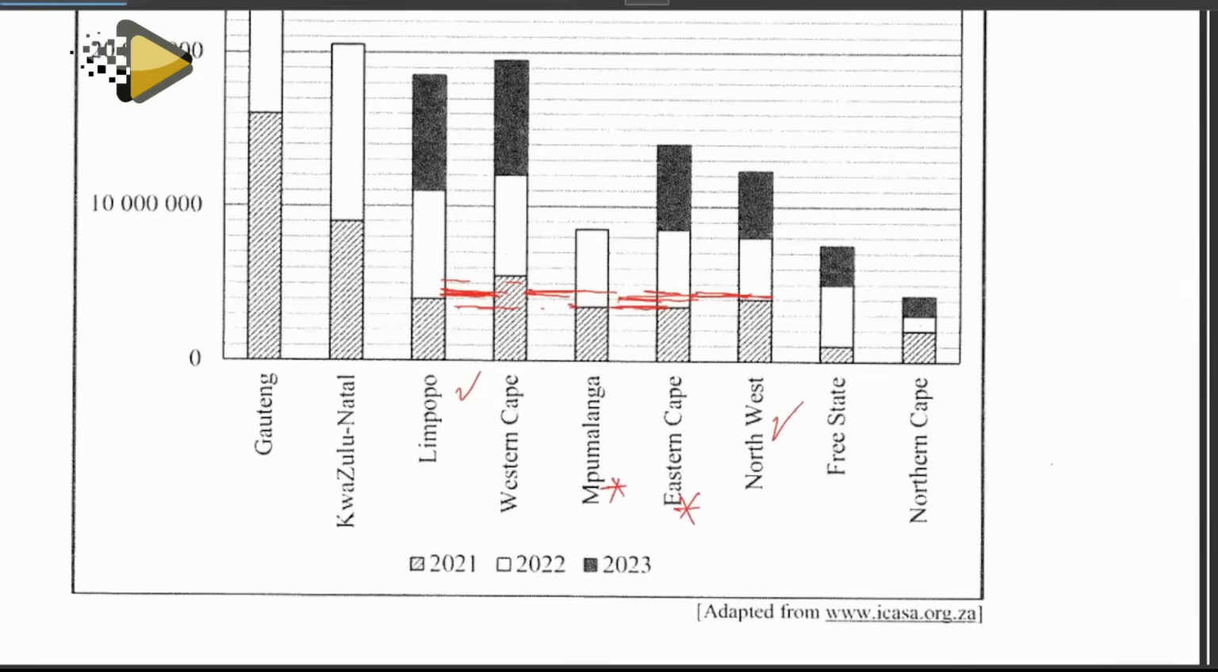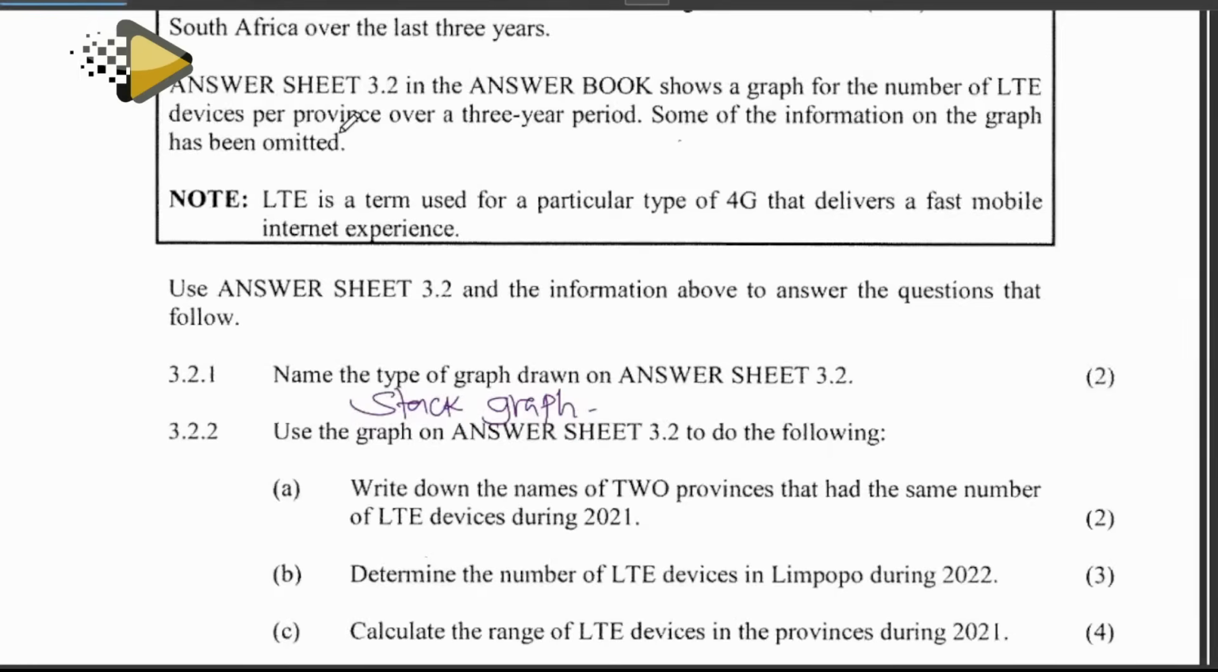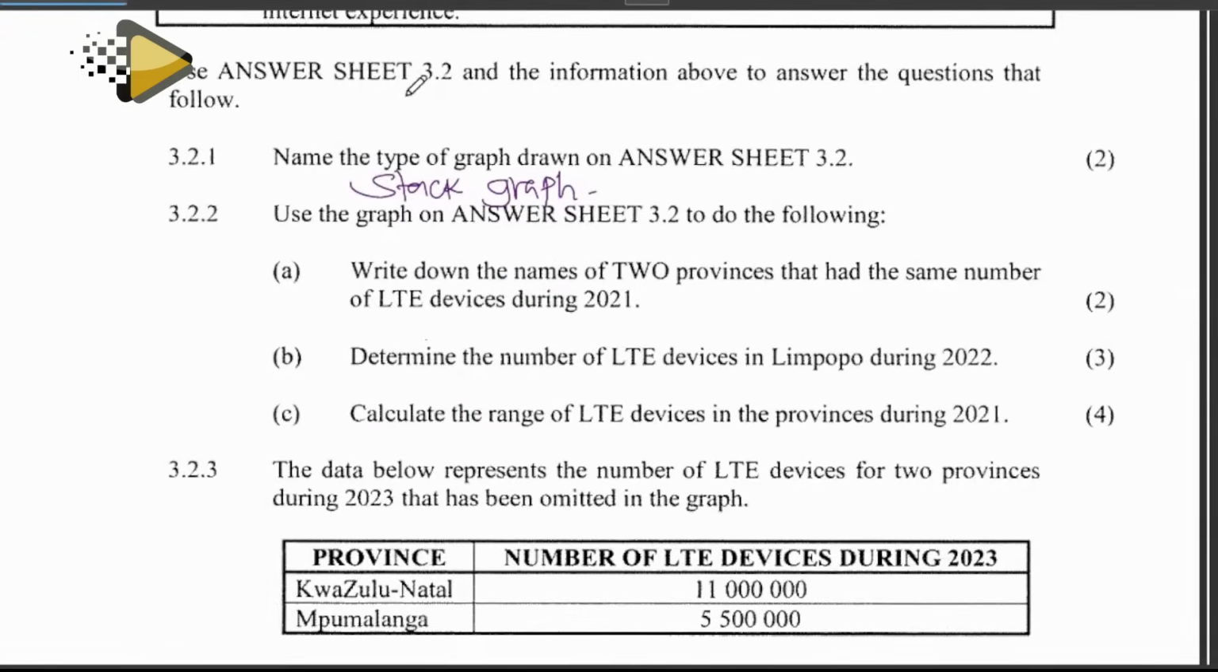So we've found out that there are two pairs. We are saying Limpopo and Northwest. Then Mpumalanga and Eastern Cape. Pick one pair. Determine the number of LTE devices in Limpopo during 2022.